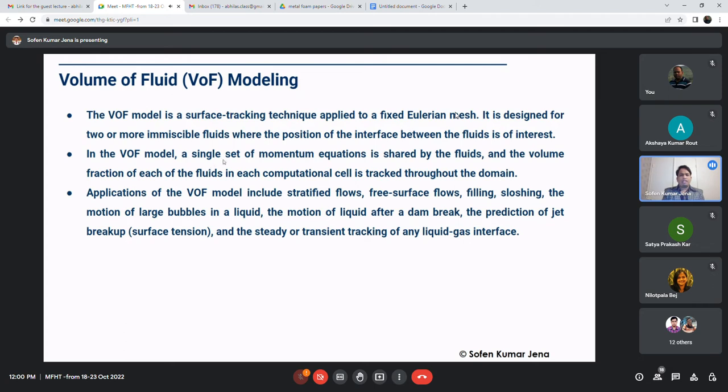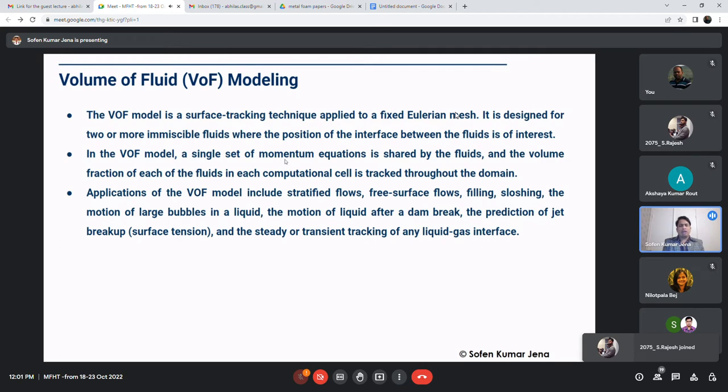In the VOF model, there is a single set of momentum equations. What's the difference between the Euler model and the VOF model? In the VOF model, we have a single set of momentum equations and a single set of energy equations throughout the domain. We are not solving different equations for different phases. That we need to understand first. This VOF model is computationally less expensive compared to the Euler model, because here we are solving a single set of momentum equations for both phases, or if you have more than two phases, for all phases you are solving a single set of momentum, a single set of energy, and a single set of any other governing equation, right?